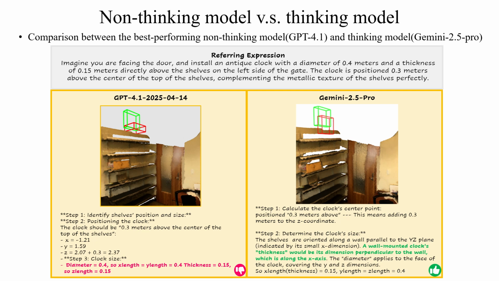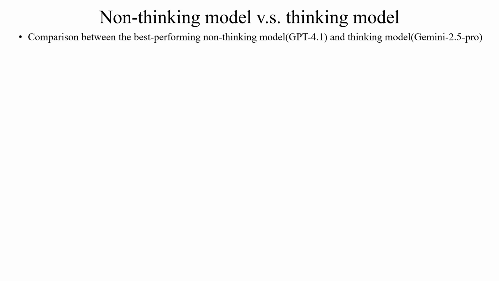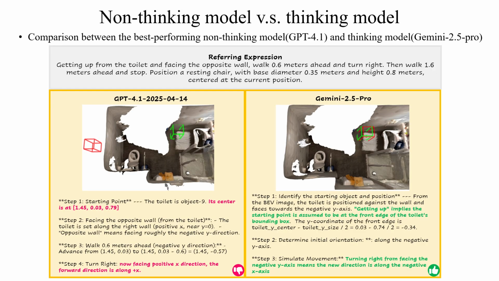In this case, Gemini 2.5 Pro exhibits better situational reasoning by noting that getting up implies the starting point is at the front edge of the toilet, whereas GPT 4.1 simplistically assumes the starting point is at the center of the toilet. Additionally, Gemini 2.5 Pro more accurately reasons about spatial relationships and directions. In general, compared to GPT 4.1, Gemini 2.5 Pro is more effective at leveraging textual and visual information to analyze spatial relationships and situational context. Its reasoning exhibits a greater degree of human-like intelligence.